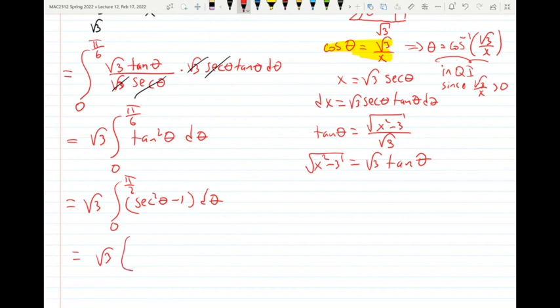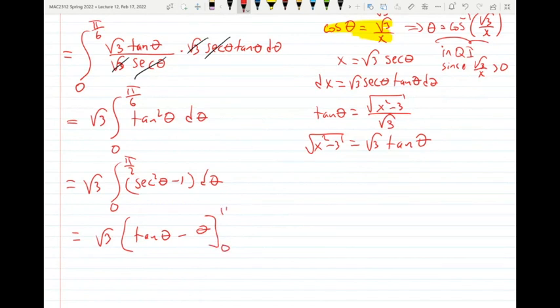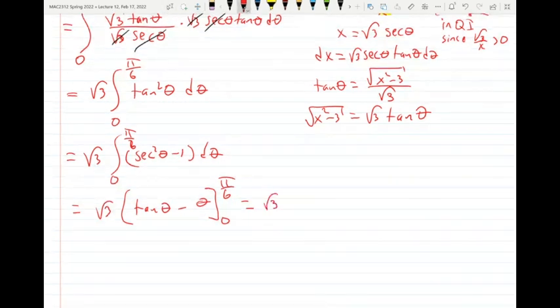So this becomes tangent minus theta. And then we plug in. Oops, it's pi over 6. Okay? If this was an indefinite integral instead of a definite integral, you need to understand that when you put theta here and go back to x, you have to use the inverse function. You either put inverse cosine or inverse secant, whichever of the two you want, it doesn't matter. But just be consistent. But anyways, we have limits of integration, so there's no need to go back to x.